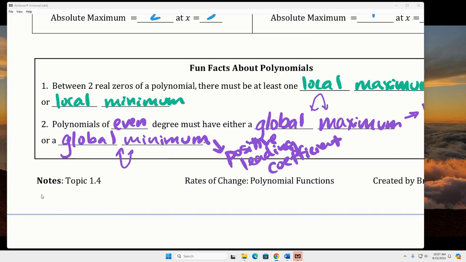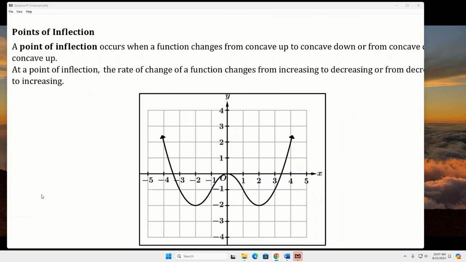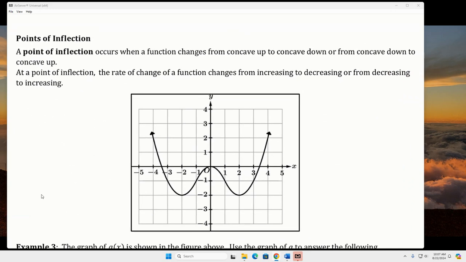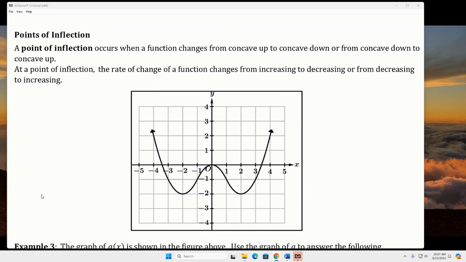All right, and then the last new thing we're going to talk about today are points of inflection. So points of inflection occur when a function changes concavity. So it changes from concave up to concave down or vice versa. And also at the point of inflection, the rate of change changes from increasing to decreasing or decreasing to increasing.